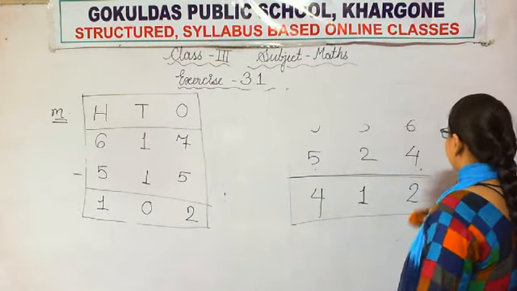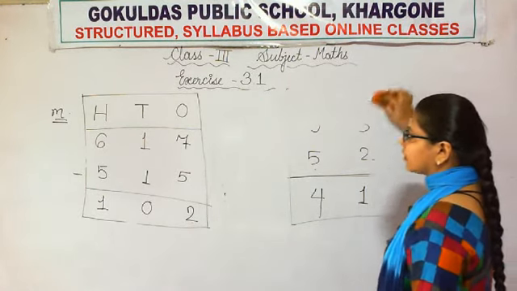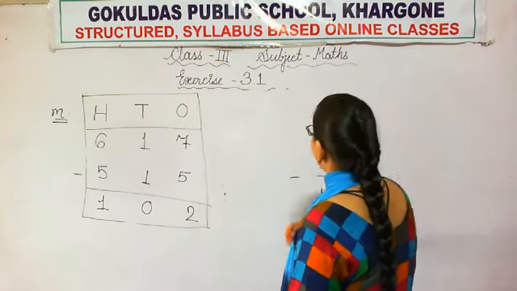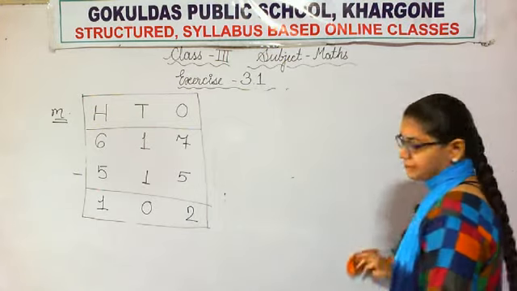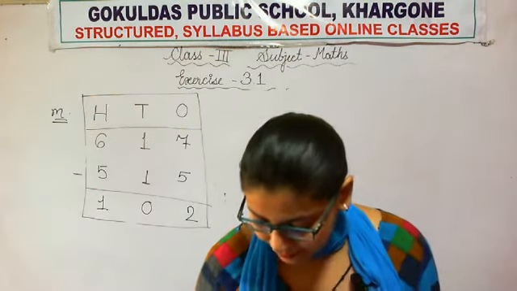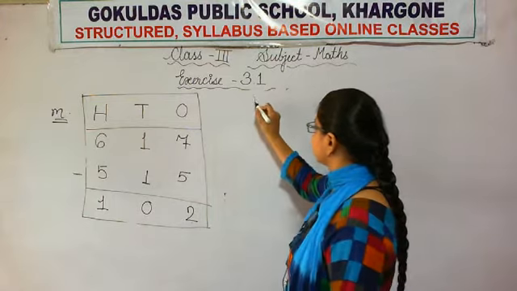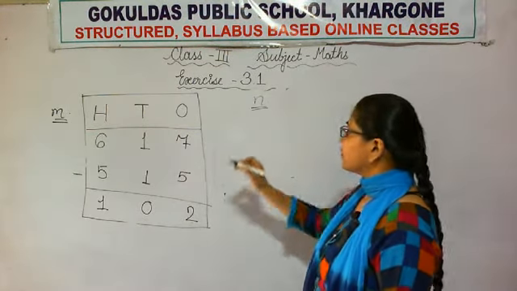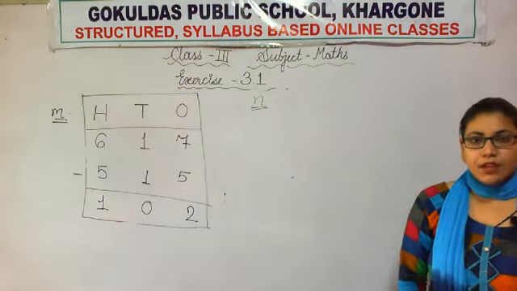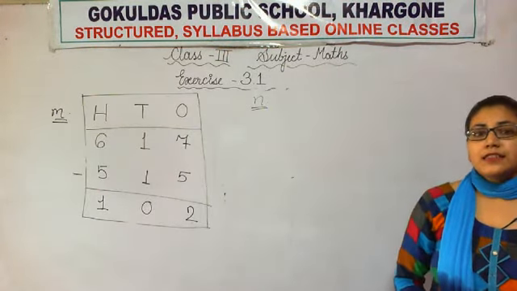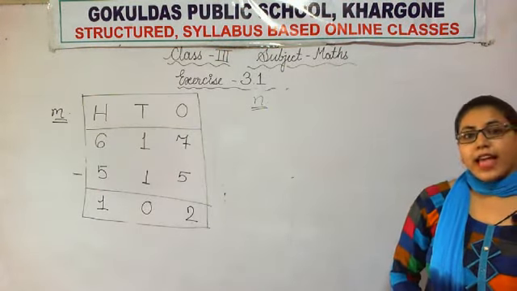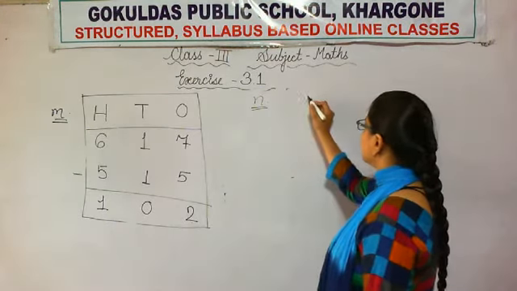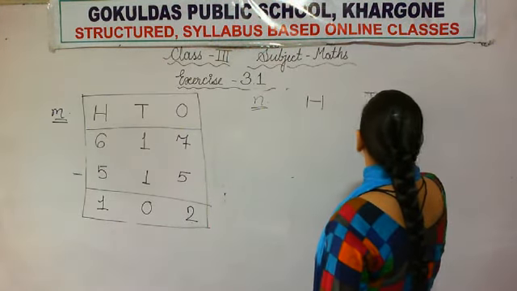Now moving towards next question, that is part N of question number 1. Now the very first step is same, the writing of all the places, the writing of 100, tens and ones. So let us write all the places.